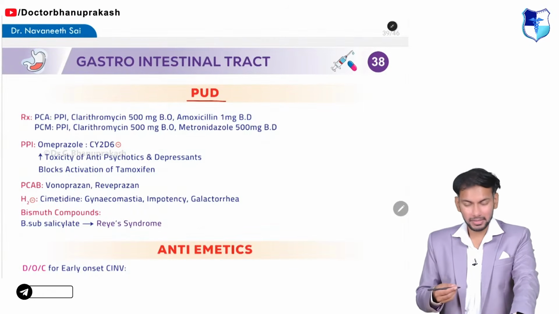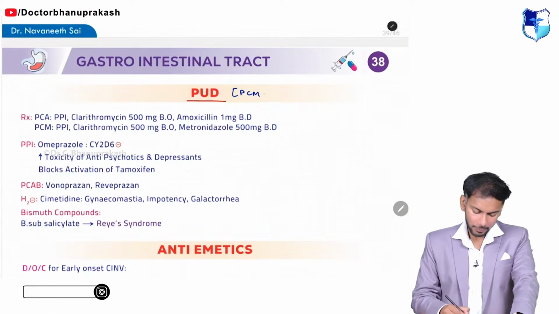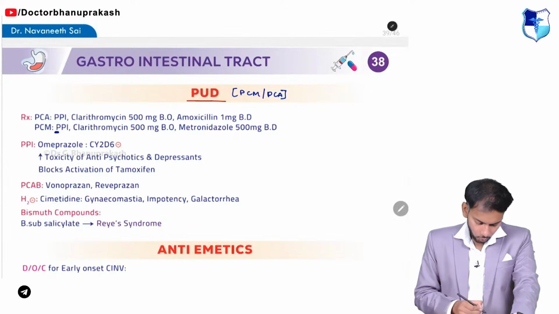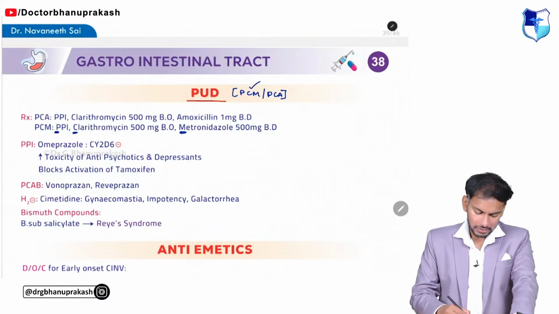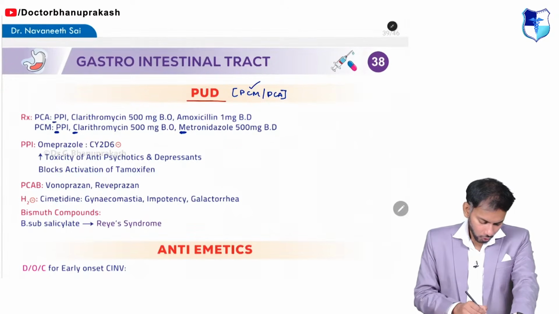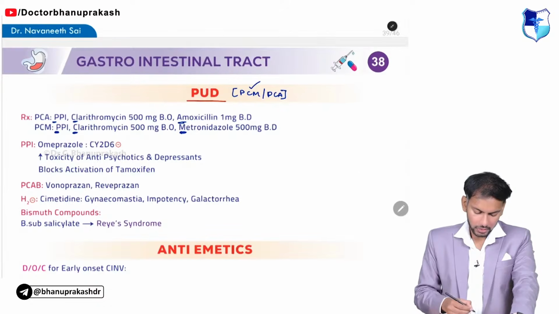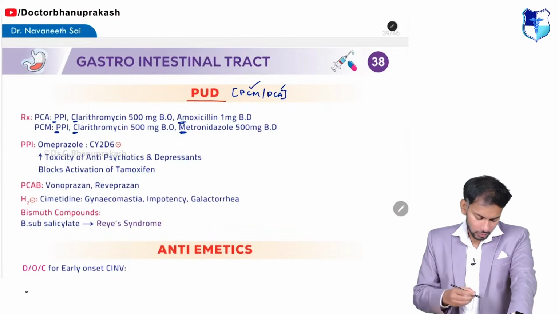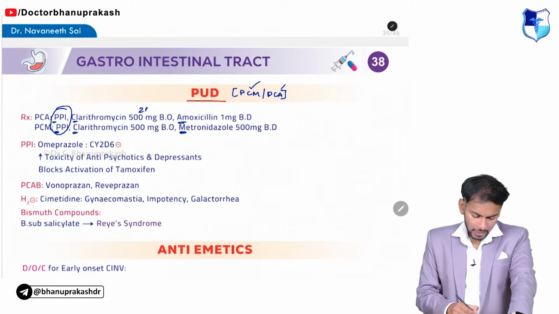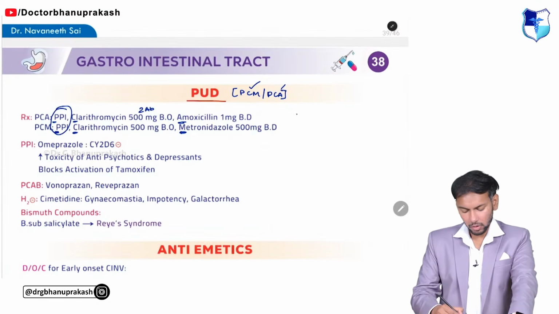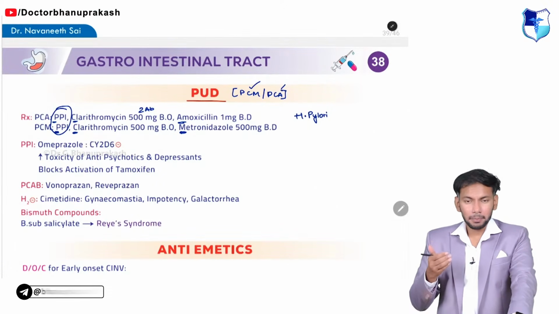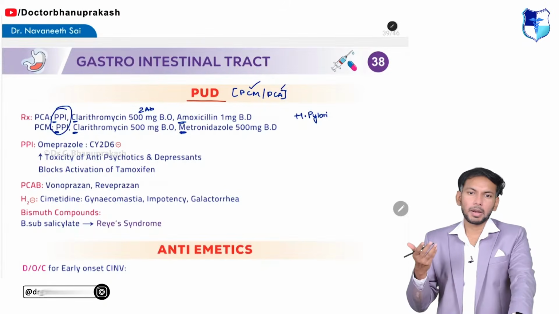So the treatment of peptic ulcer disease is either PCM or PCA. What do you mean by PCM and PCA? P for proton pump inhibitors, C for clarithromycin, M for metronidazole. That is PCM. PCA is proton pump inhibitors, clarithromycin, amoxicillin. So you change the metronidazole with amoxicillin, that becomes PCA. You are giving 1 PPI and 2 antibiotics. Why? Because peptic ulcer disease is caused by Helicobacter pylori.